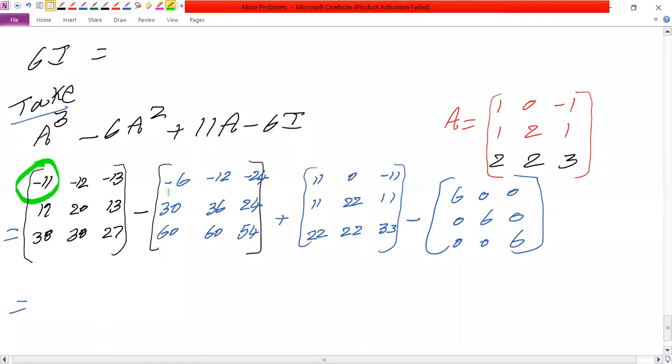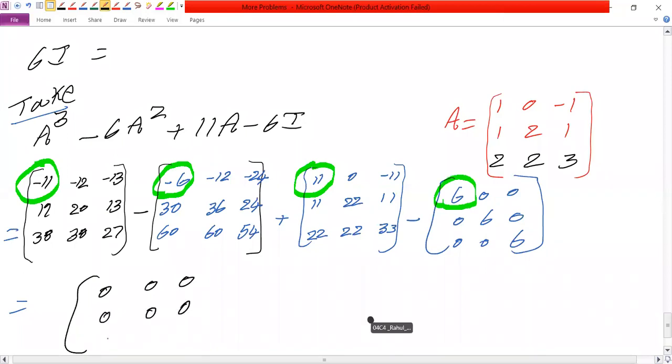Minus 11 minus of minus 6 plus 6. Minus 11 plus 6 is minus 5. Minus 5 plus 11 is 6, plus 6 minus 6, 0. So the first element is 0. So calculate like that. All the values you will get. All zeros. All elements become zeros.